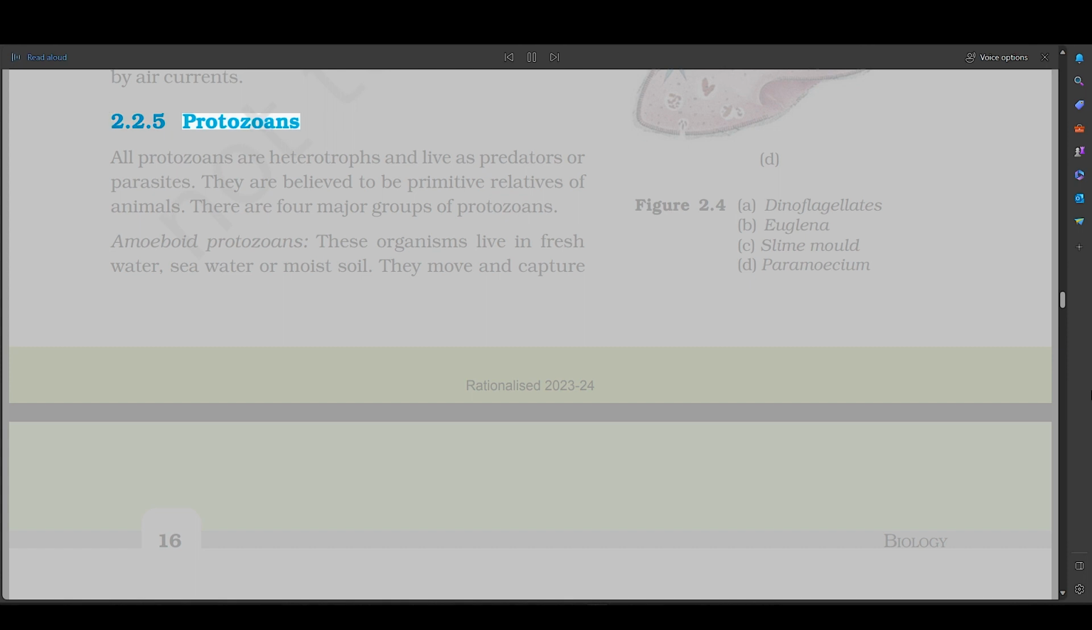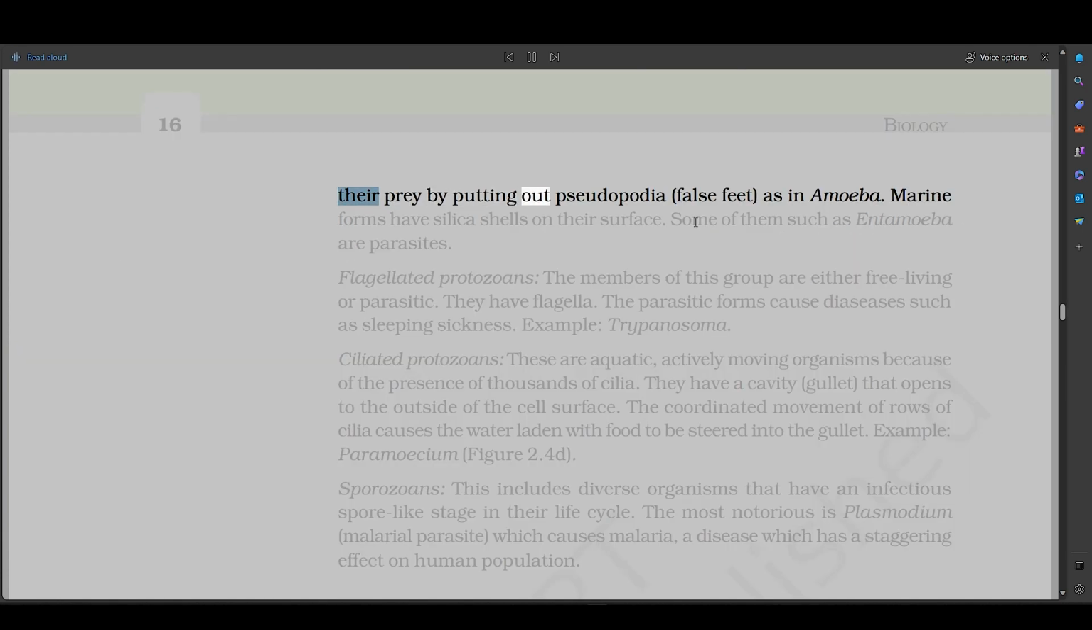2.2.5 Protozoans. All protozoans are heterotrophs and live as predators or parasites. They are believed to be primitive relatives of animals. There are four major groups of protozoans. Amoeboid protozoans: these organisms live in fresh water, sea water, or moist soil. They move and capture their prey by putting out pseudopodia (false feet), as in Amoeba. Marine forms have silica shells on their surface. Some of them, such as Entamoeba, are parasites.